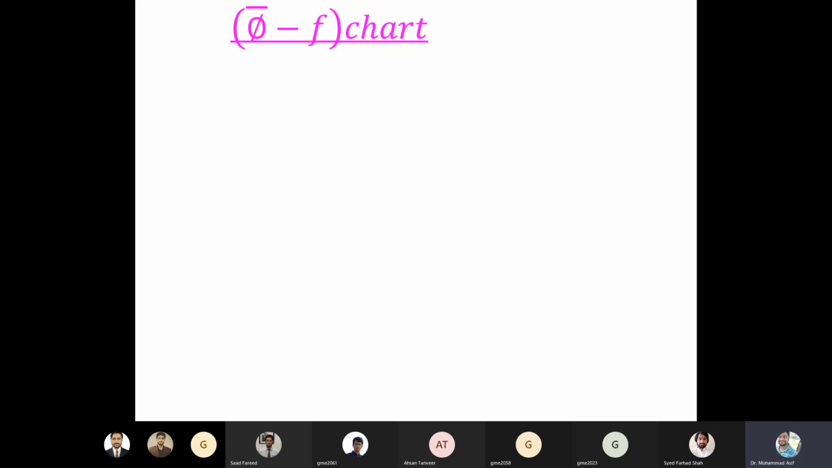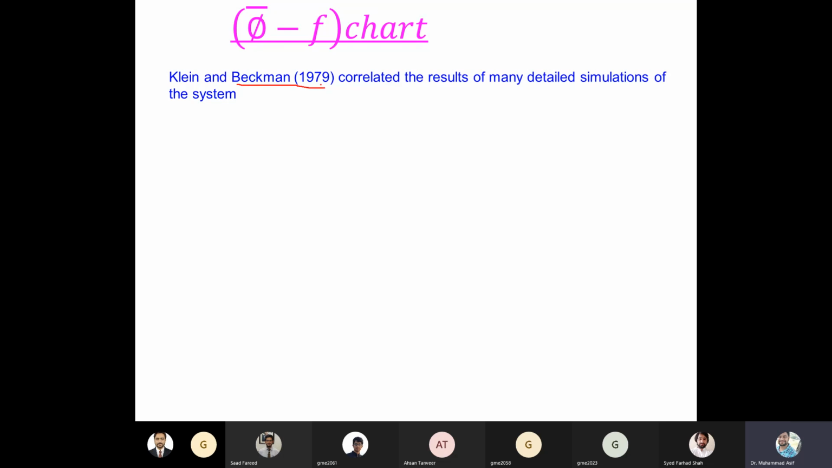Now, let's discuss the phi bar F chart, that is, how to evaluate the long-term performance of the solar heating system. As I mentioned for the previous chart, this correlation was also derived from a large number of simulations. Similarly, these correlations are normally derived from a large number of simulations. So the phi bar F chart was presented by Klein and Beckman, the author of this book, in 1979.